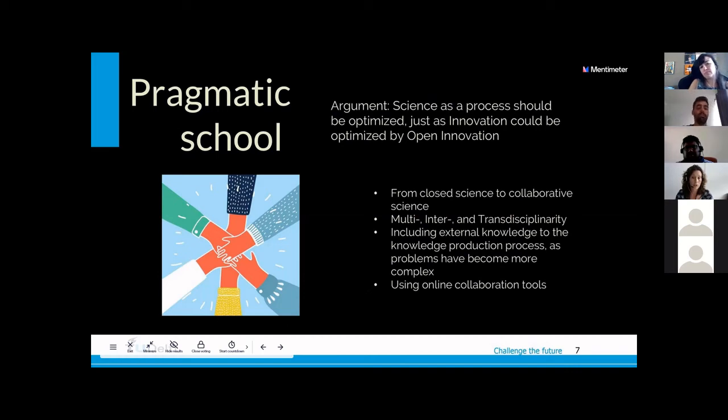And technology or science is only one side of the problem. There are usually other issues as well, like economical, environmental, health issues, which are not tackled by only looking at the scientific way. And one of the biggest parts of this discussion is how to facilitate these kinds of collaborations. And then the technology part of it is using online collaboration tools.